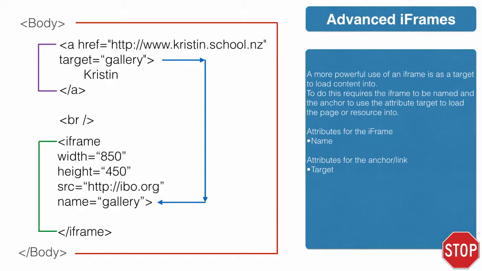There are two changes that I've had to make. The first thing I've done is I have named my iFrame, and in this case I've called it name equals gallery. So this is what it's going to be, a gallery for receiving information. And then in my anchor tag, because I'm going to put in an anchor, I'm going to put in a target, and I'm also going to call this gallery. So I'm going to target the content of my target resource into that iFrame.